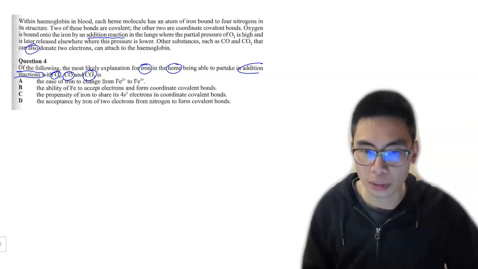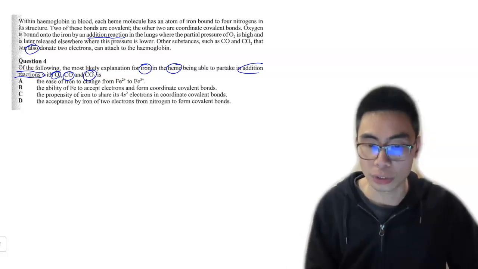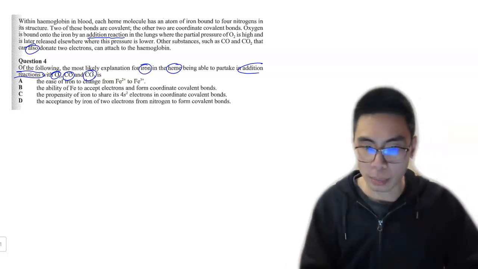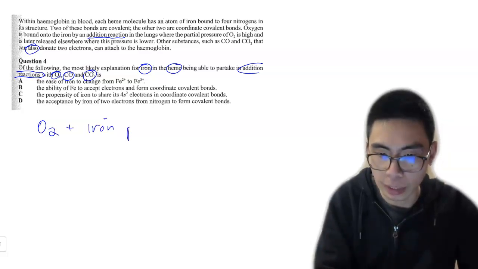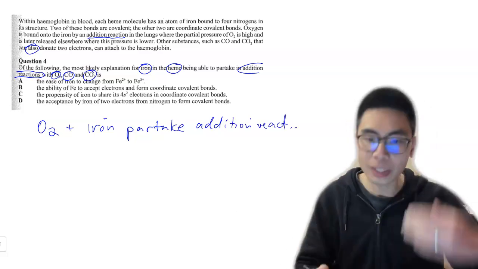You can take a moment to think about this if you're watching this video. Why is this important? Well, in the previous sentence, it was talking about oxygen and what oxygen was doing with iron. So think about it like this: O2 and iron participate, they partake, in addition reactions. That was the first sentence.